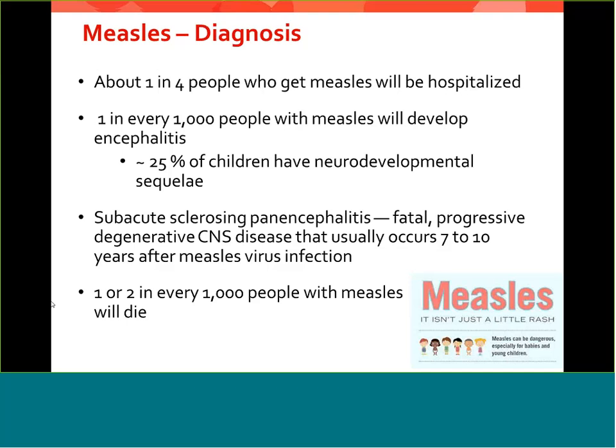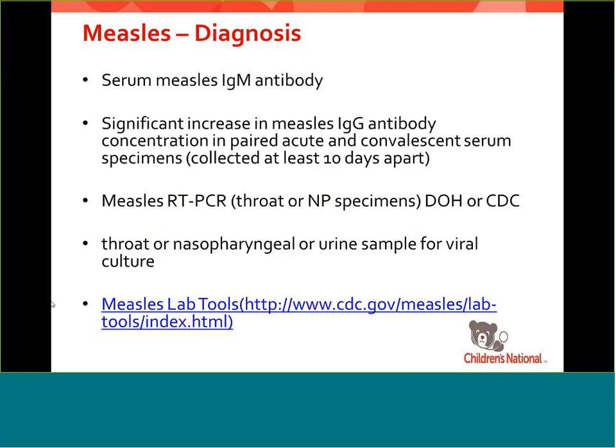All right, so very quickly, I'm not going to spend too much time on the diagnosis of measles, other than to say that serology is helpful in individuals who have not been immunized especially, and that would be to get a serum measles IgM antibody as well as measles IgG. We often want to look at paired acute and convalescent specimens for IgG that are collected at least 10 days apart to look for a significant rise in IgG to make the diagnosis of measles.